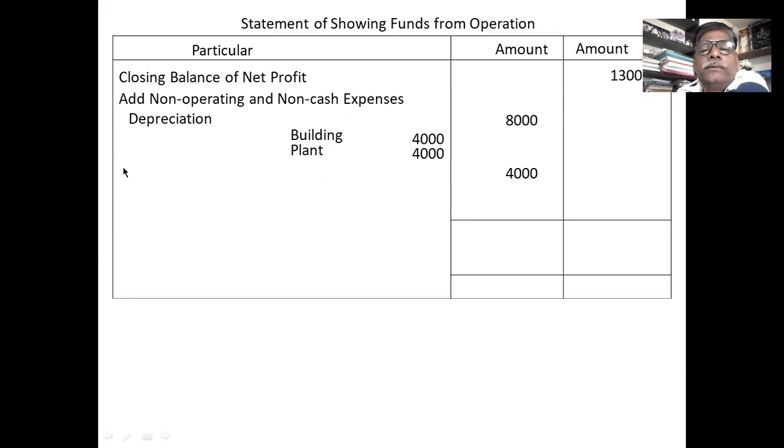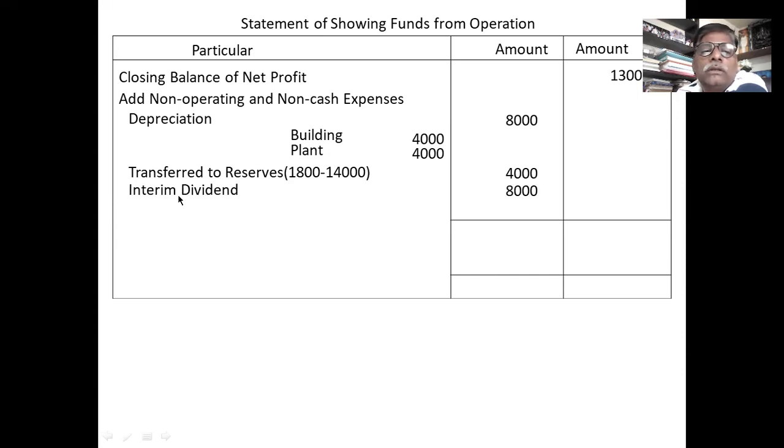Next you take transfer to general reserve. General reserve transfer is 10, I forgot to write here. 18,000 is the closing balance, opening balance is 14,000, difference is 4,000. A zero is missing here, give another zero here. There was a typing mistake, you check and take that. 18,000 minus 14,000, 4,000 difference comes, that is transfer to general reserve.